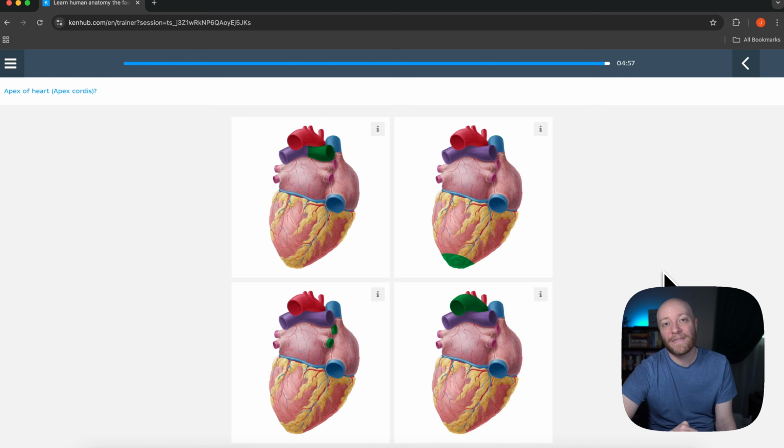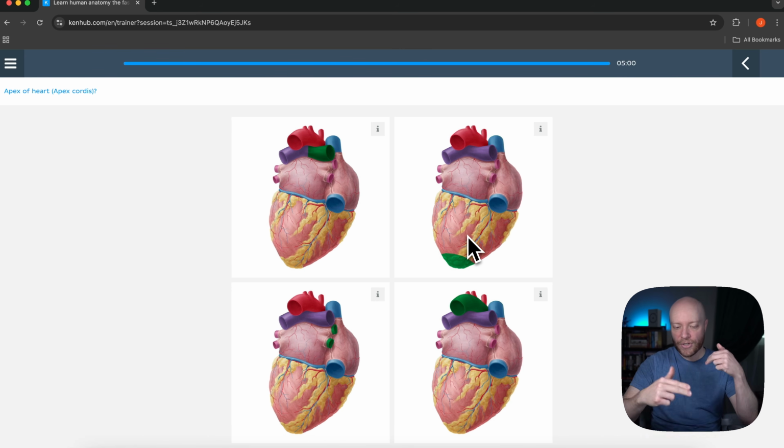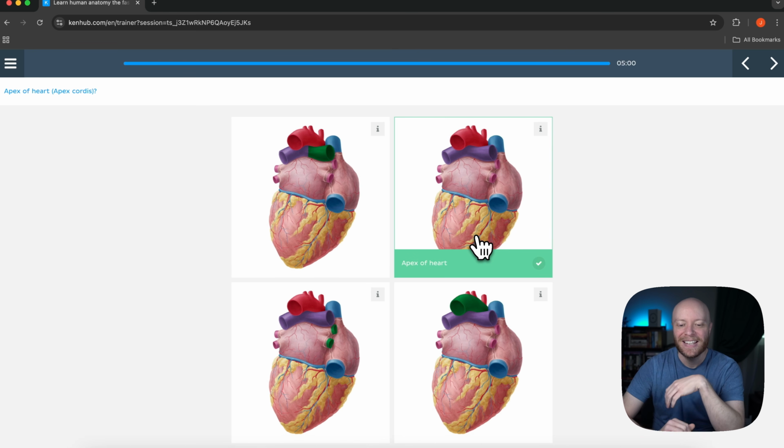So once again, it's asking for the apex of the heart. And I know I keep mentioning spaced repetition, but there's so much value in this and just drilling it in. It's kind of similar to running through flashcards over and over and over. It's just going to imprint that into your mind. So what is the apex of the heart? It's going to be this one right here.